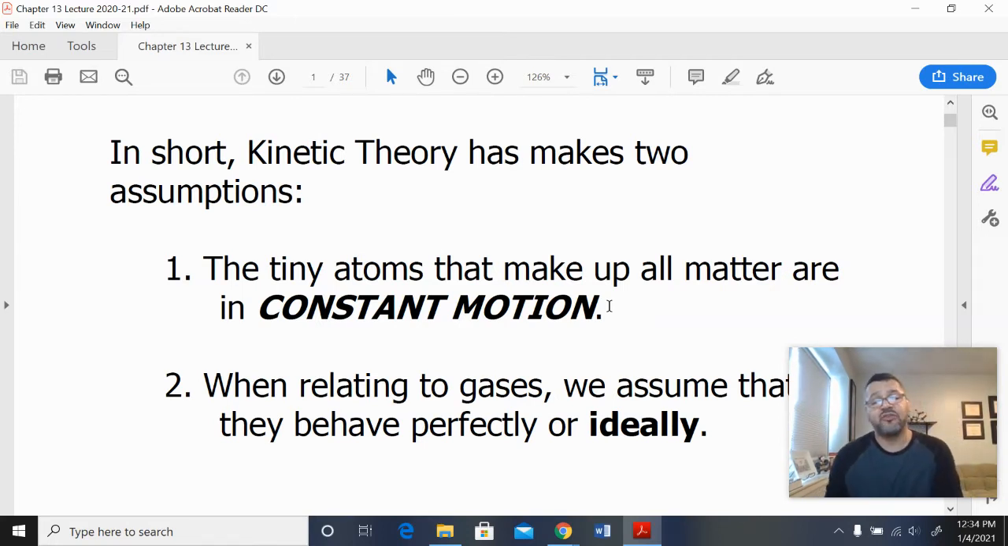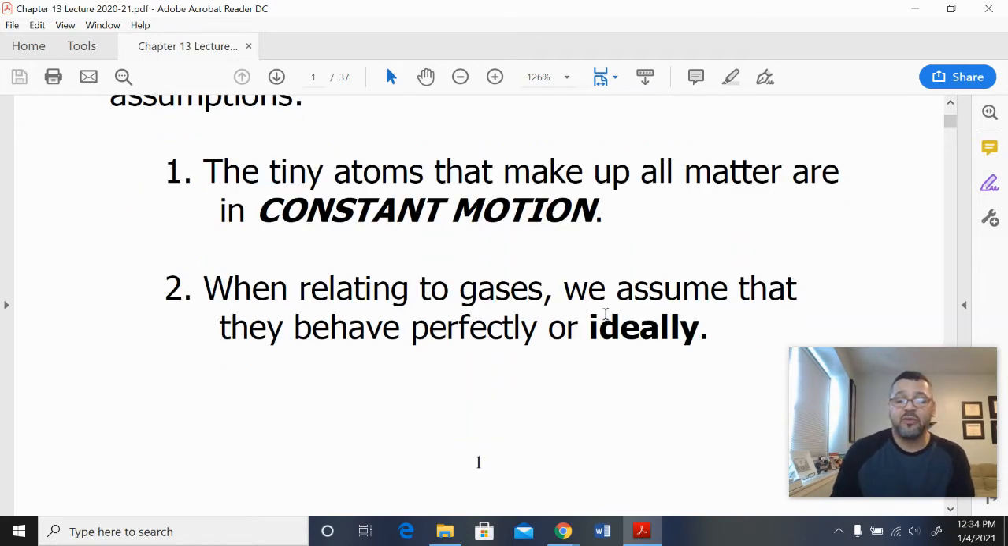Number one, it assumes that the tiny atoms that make up the matter that are moving around as a gas are in constant motion. They never ever stop. They're constantly moving. There's no reason for it to stop. And when relating to gases in particular, we're going to assume that they behave perfectly. And what chemists use instead of perfectly is ideally. So we're going to say that a gas acts as an ideal gas.